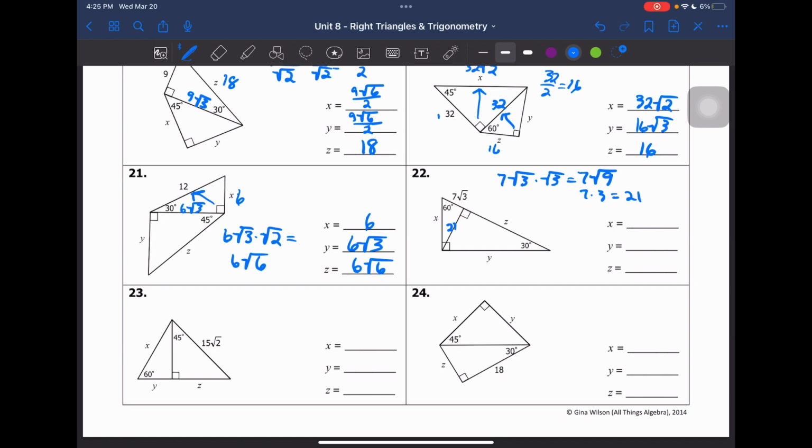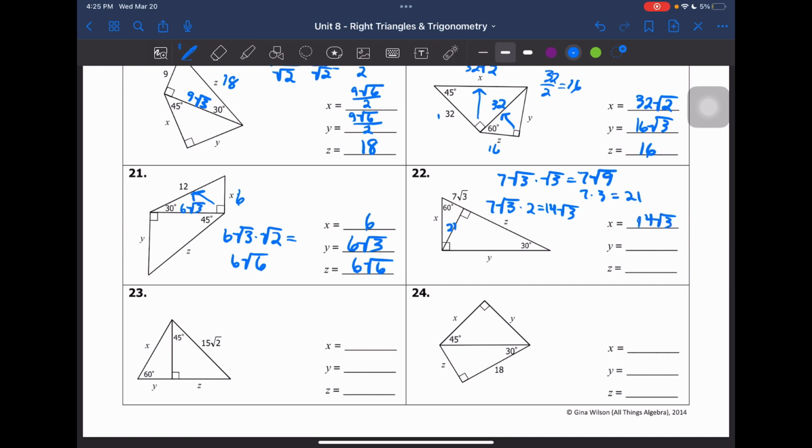I can use this 7 root 3 also to find out what x is, because that's the hypotenuse. So if I want to know the hypotenuse, usually I would take my 1 and then multiply that times 2. So 7 root 3 is my 1, and I'm going to multiply this times 2. 7 times 2 is 14, and then I'll just bring over the 3. So this is 14 root 3.